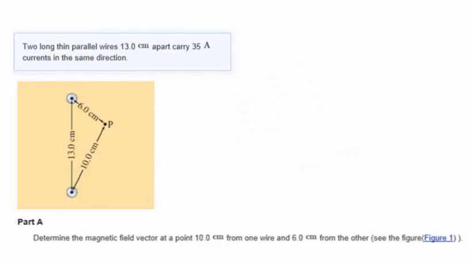The second complexity is that the given information in the problem, 13 centimeters, 6 centimeters, and 10 centimeters, will require a little bit of geometry calculation before we're able to discern the angles involved for our field vectors and thereby be able to take components in a methodical manner. The solution here will be to use the law of cosines.